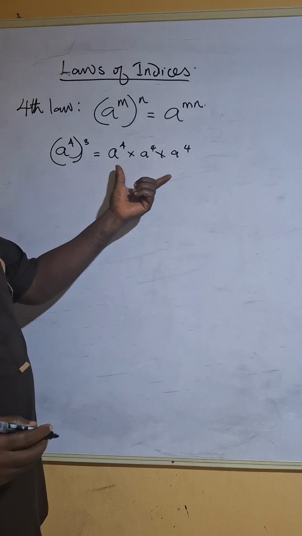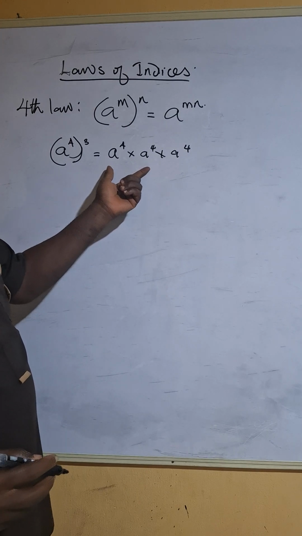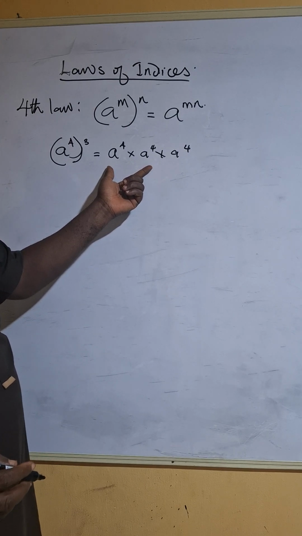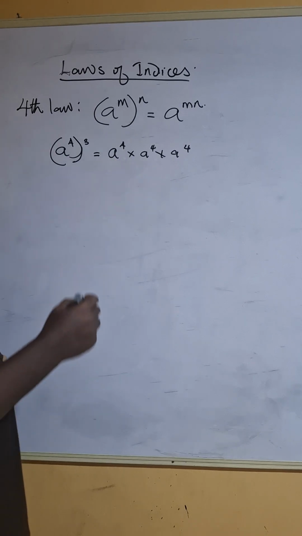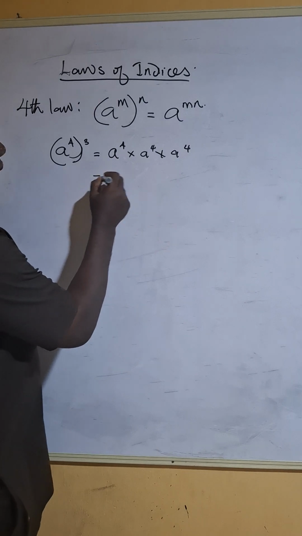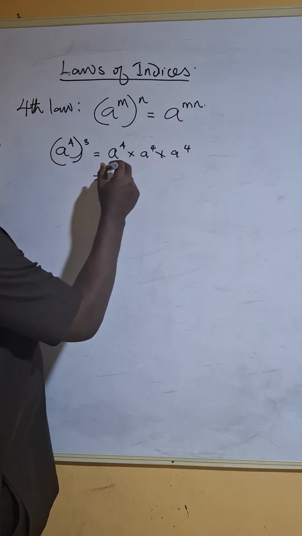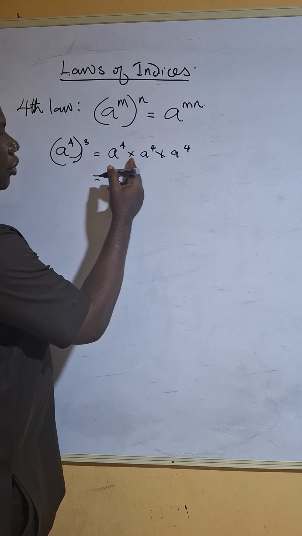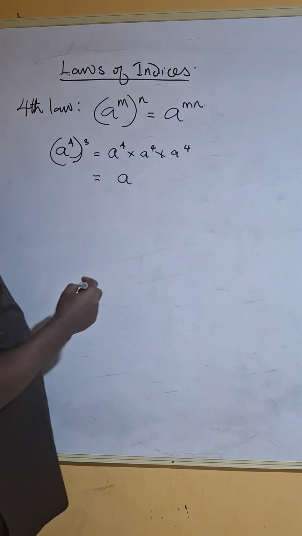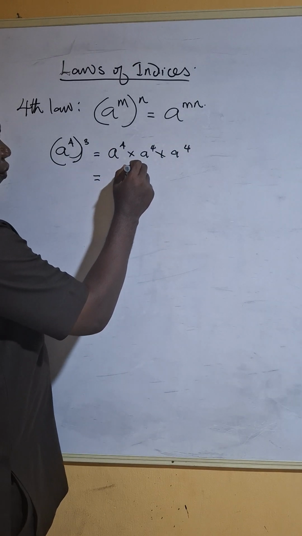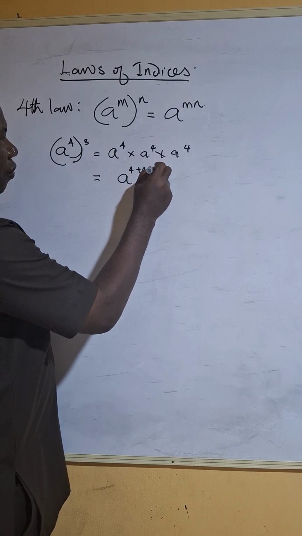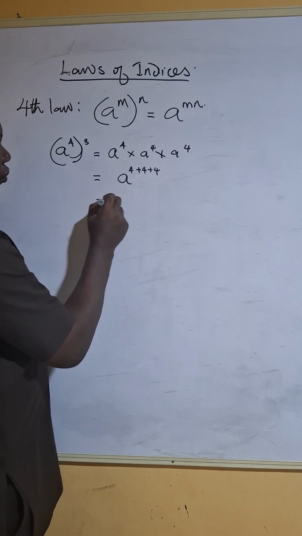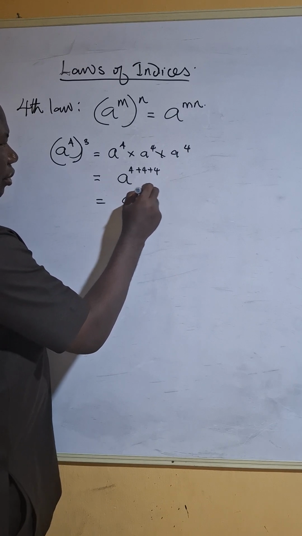At this junction, you can apply the first law of indices. The first law of indices, which has to do with a raised to power: when you have multiplication, then it means you add the indices together. 4 plus 4 plus 4, and that one will give you a raised to power 12.